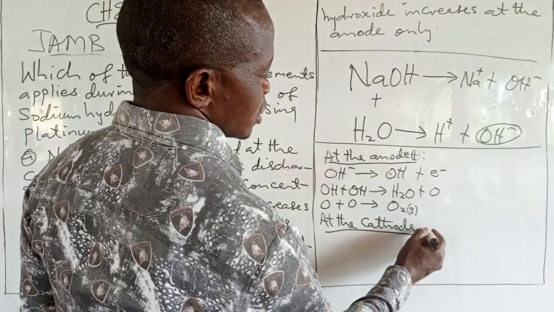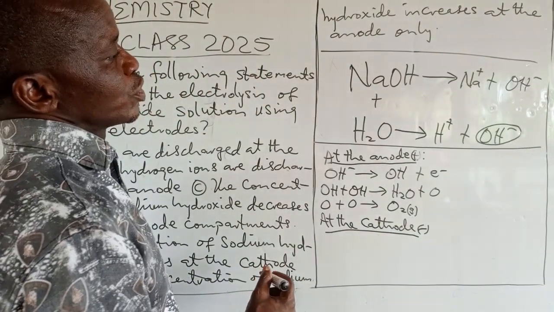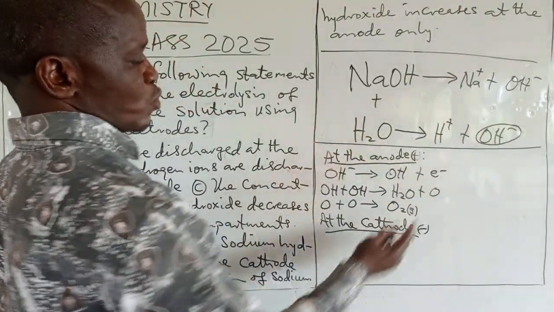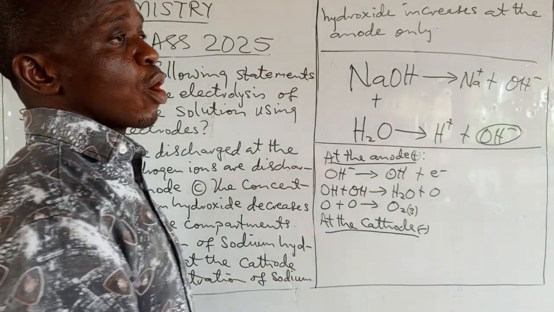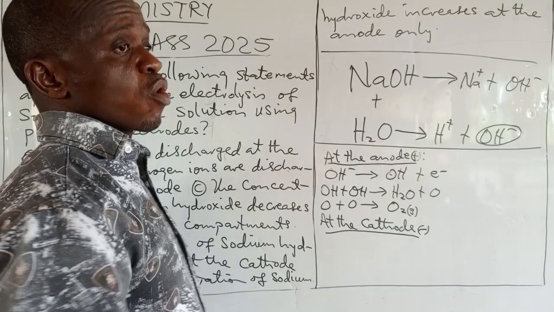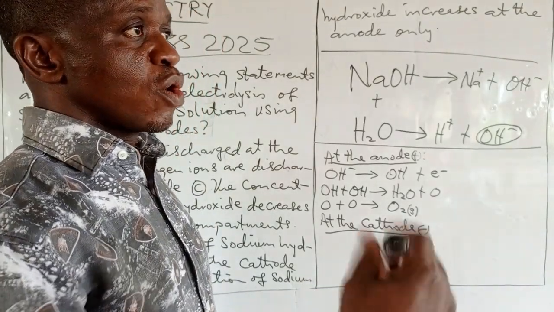Cathode is what? Negative. Now at the cathode, since it is negative, this plus and this plus will migrate down to the cathode and struggle on. They are not the same, so they will now struggle on over who will be discharged in preference to who.